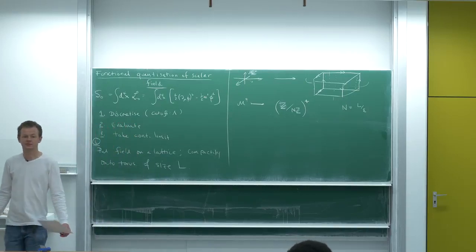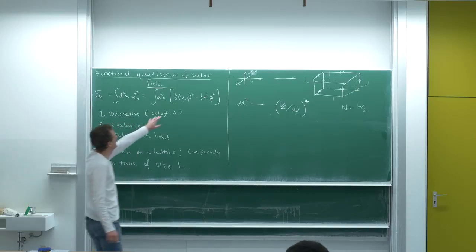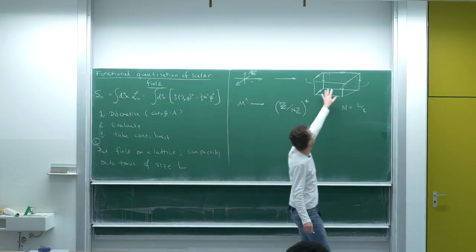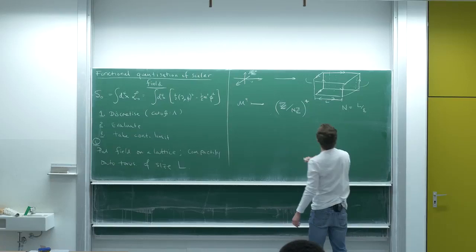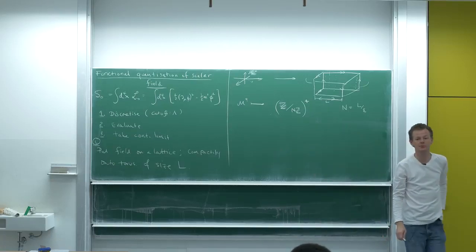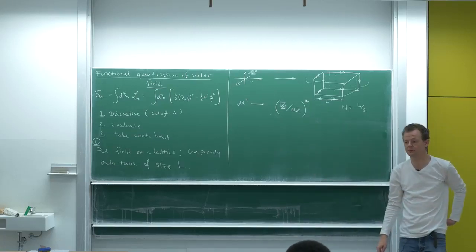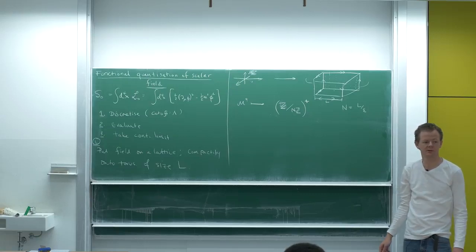So L is the size of our torus. We've taken our infinite flat space and compactified it onto this torus. And the size of our torus, the side length, is L. We want L to be as big as possible, but still finite. So 10 to the 23 will do, but infinity won't.